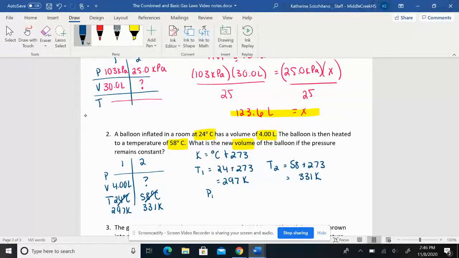Okay, now it's a matter of putting it into my equation. So I know that I have P1V1 over T1 is equal to P2V2 over T2. Well, I have no pressure, so I get rid of that unit. And now I plug into my equation. My initial volume was 4 liters. My initial temperature was 297 Kelvin. And that is equal to my unknown volume, that's my X, over 331 Kelvin.